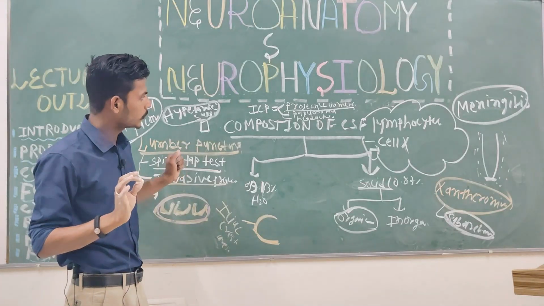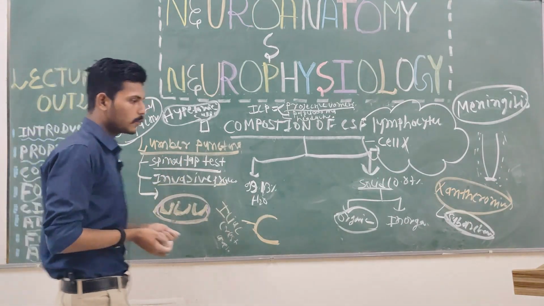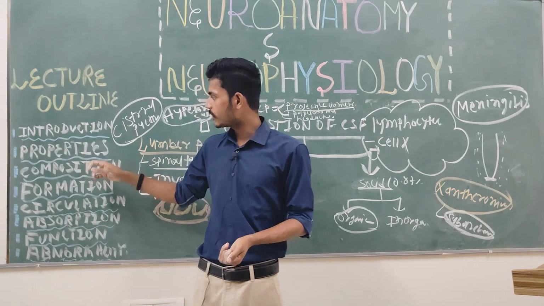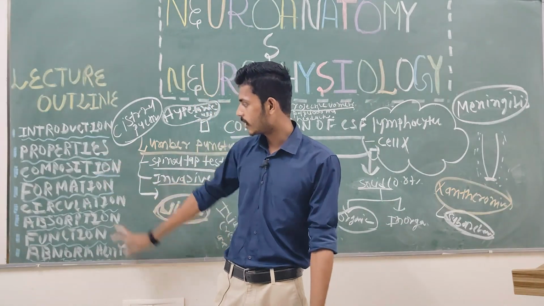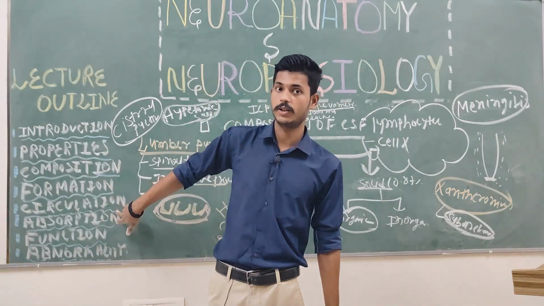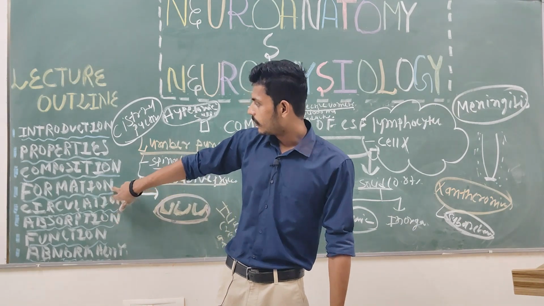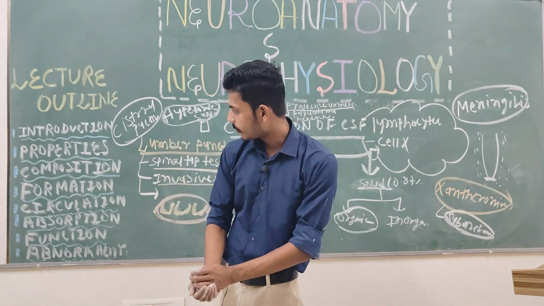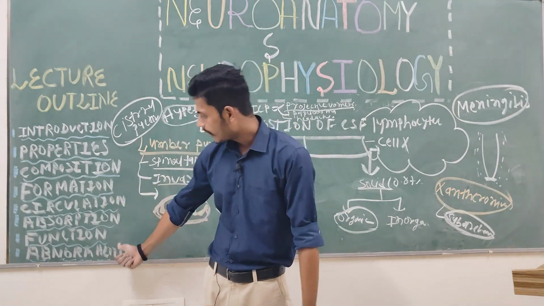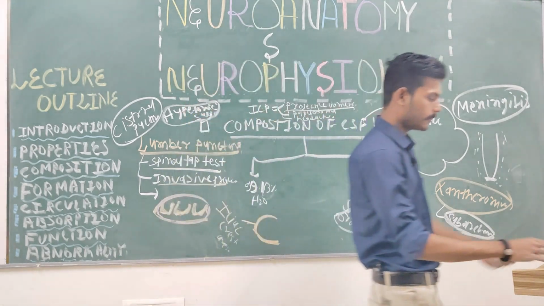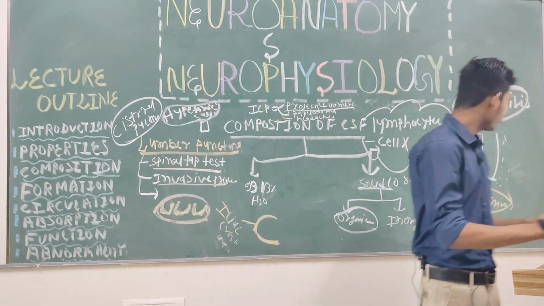Understood? Clear? No doubt? Now, till now, what things did we discuss? We discussed the introduction, properties, composition, and also the circulation. Now, first we will deal with the formation and the function.